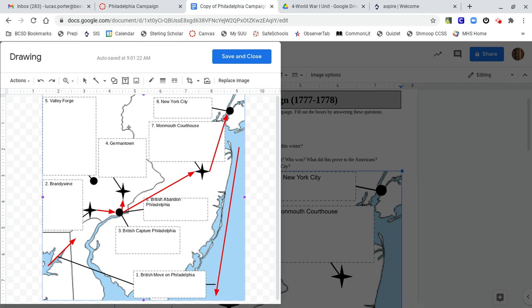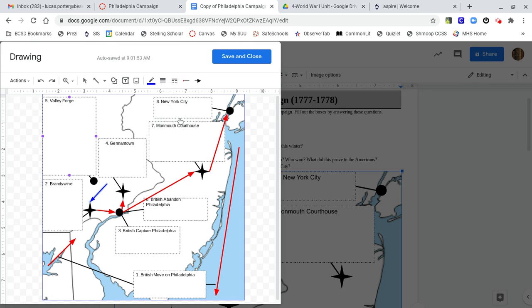Okay, I want a new arrow. Okay, here we go. So what happened was Washington came down. You don't need to worry about that part because there's boxes in the way, but I'm going to do a new one where Washington came down. He came down from New York by land and came and fought at this Brandywine. And you can go on the slideshow and see what they did there.